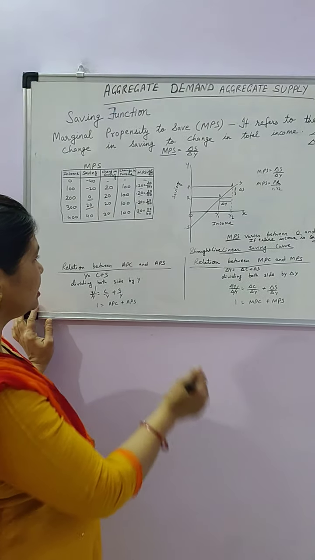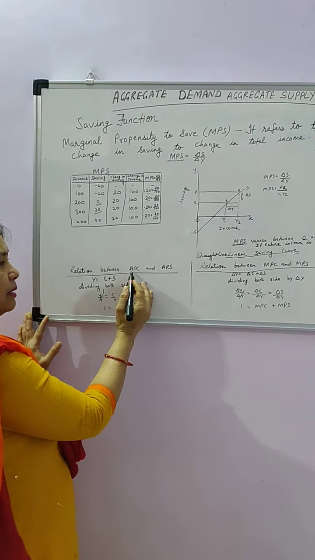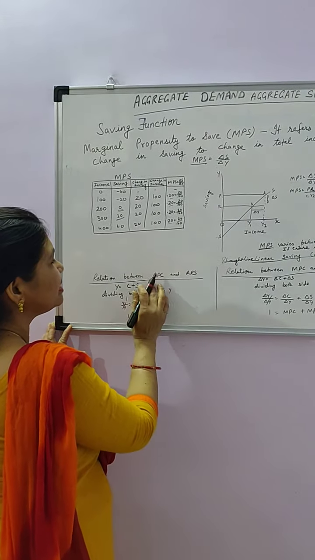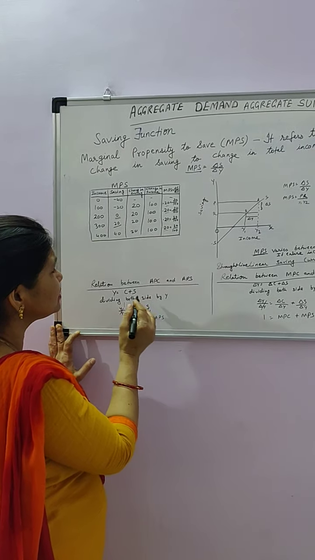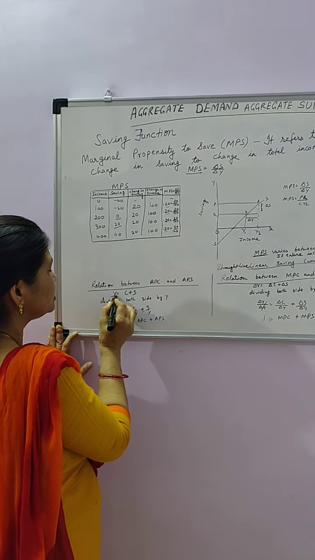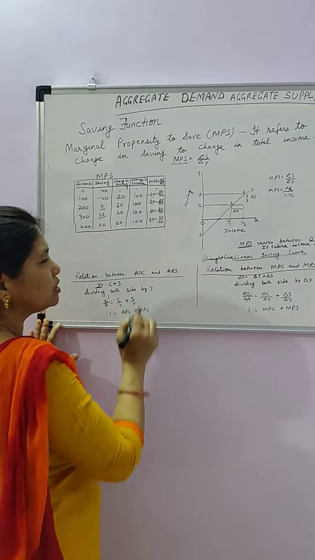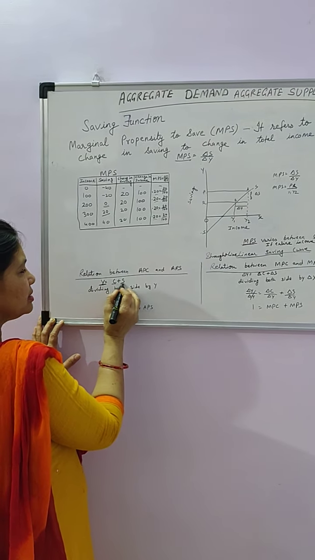Income we always denote as equal to 1. So I am explaining the relation between APC and APS. APC, you know, is the average propensity to consume, and APS is the average propensity to save. What is the relation between APC and APS? Both APC and APS come from income. Consumption is done from income, and saving is also done from income. That is, total income is either consumed or saved.